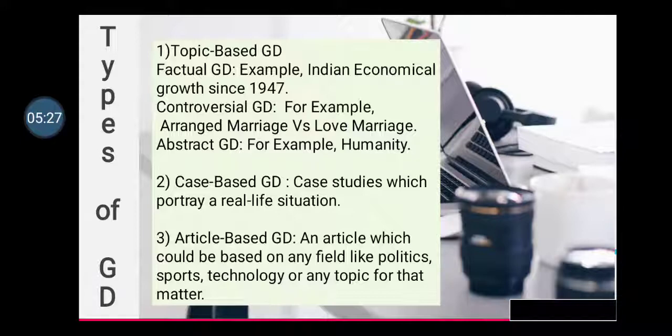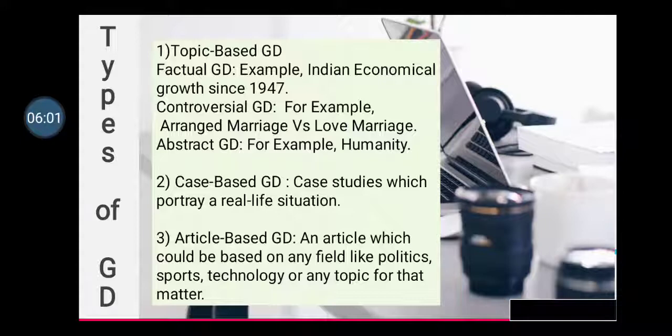This type of GD is based on case studies which portray a live situation. The group is provided with a case study beforehand and given a few minutes of time to prepare. So it is just on the spot and then you have to think on it. The qualities measured here can be problem solving, analysis, analytical thinking and something out of the box. So these are the things that are measured under case based GD.